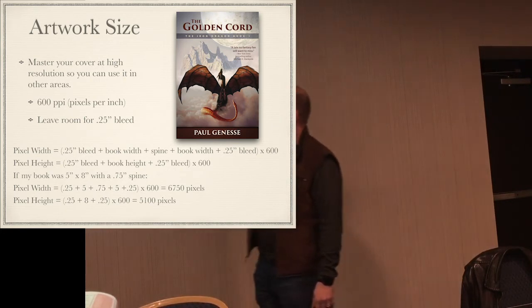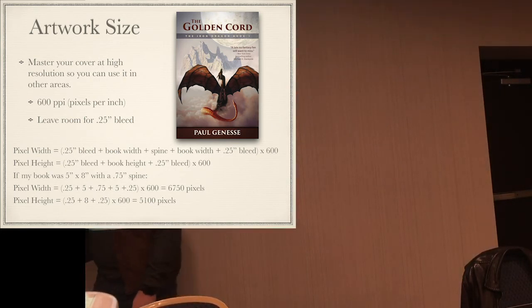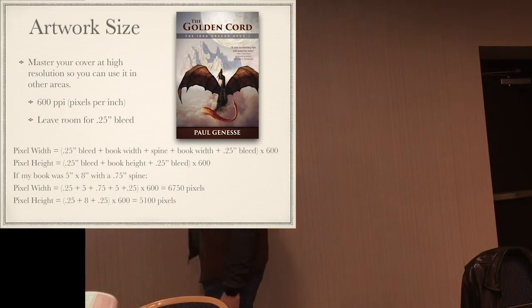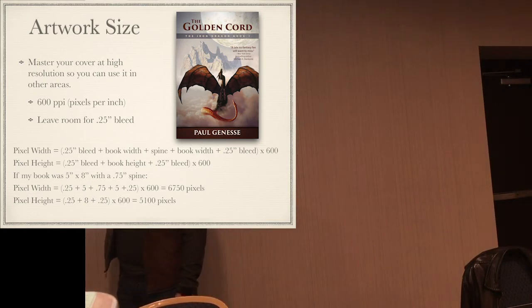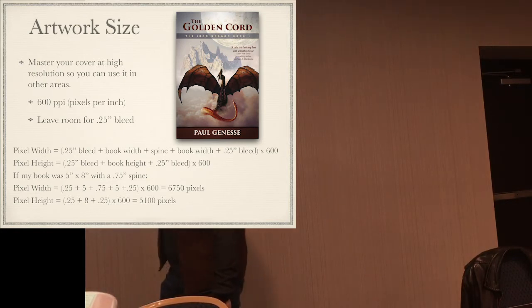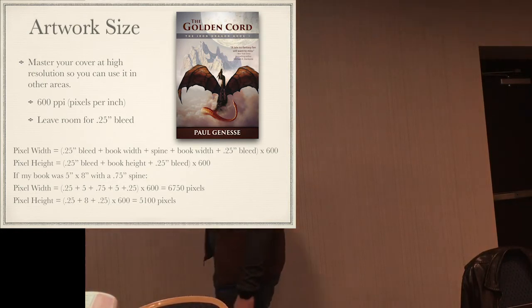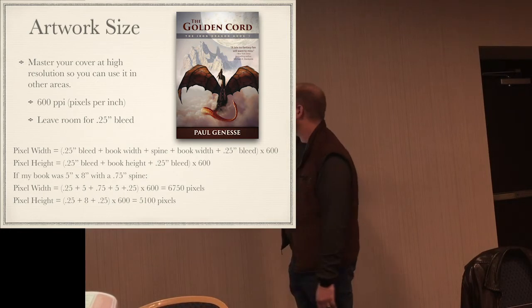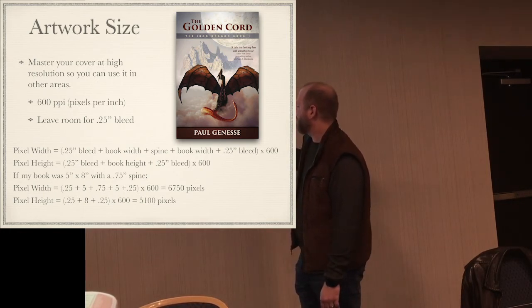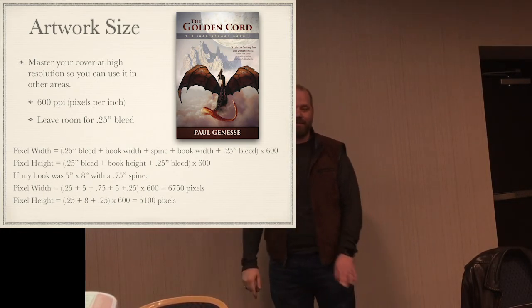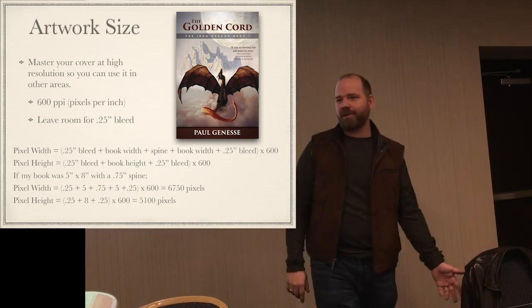So to figure out the width of your artwork, what you're going to want to do is you're going to do your bleed, which is either a 1/4 inch or an 1/8 of an inch. Then you do your book width, plus your spine, plus your book width, plus another bleed, and then you times that by 600. 600 DPI is the minimum I would recommend mastering your book cover in.